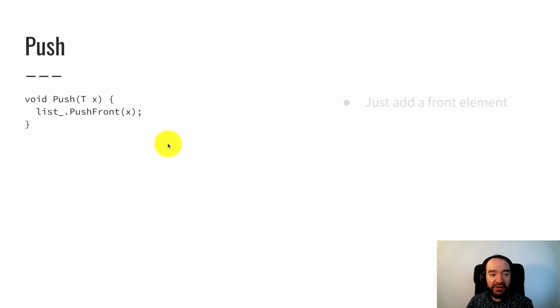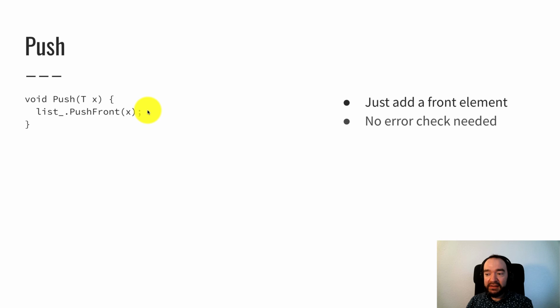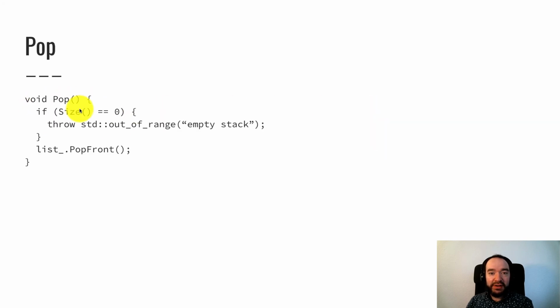Push is also a pretty straightforward one-liner. To push to the top of the stack, we push to the front of the singly linked list. Note that there's no error check because this works even if the stack is empty at the moment, and it takes constant time because pushing to the front of a singly linked list is big O of 1.